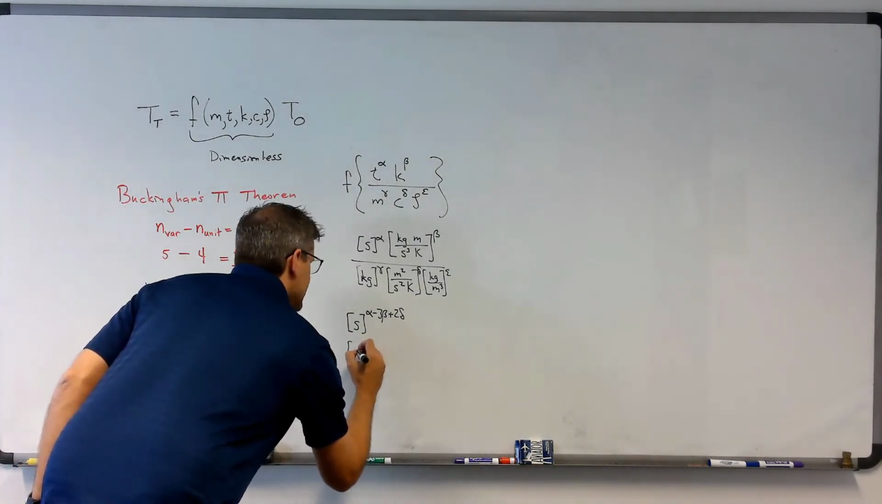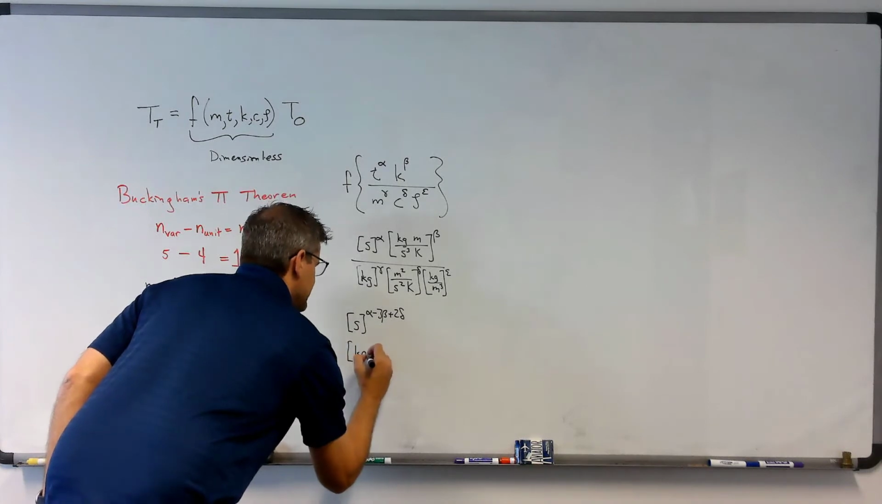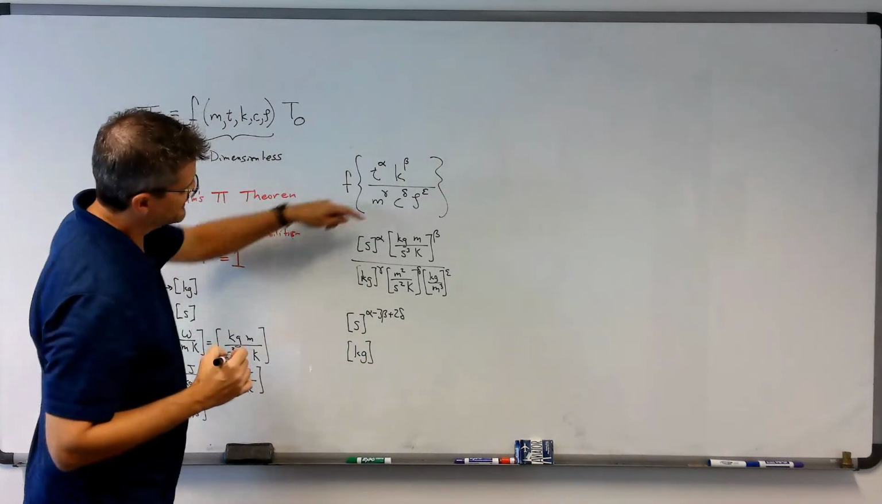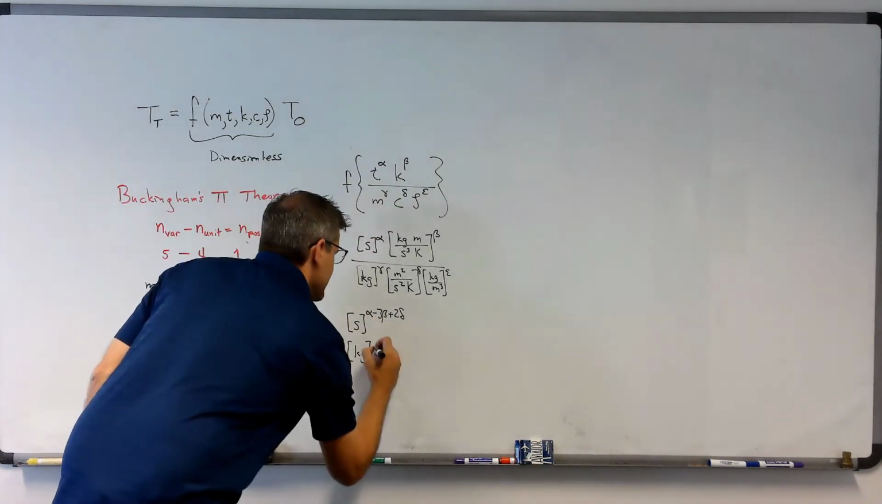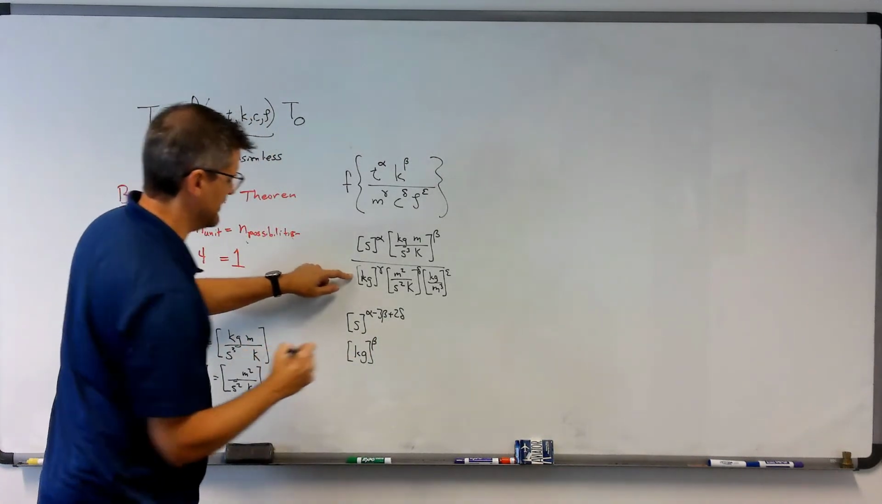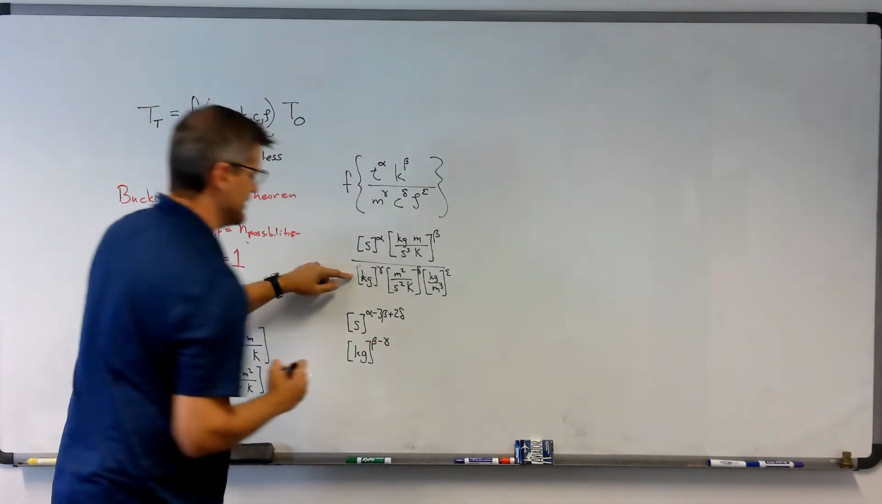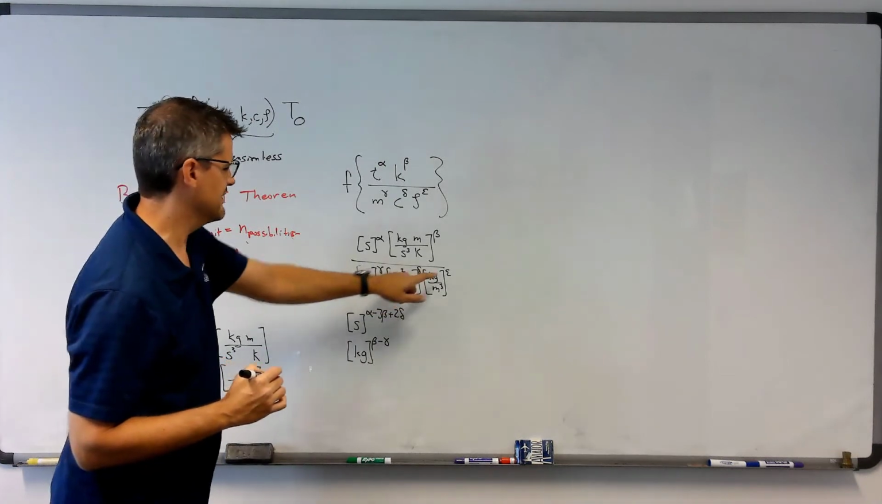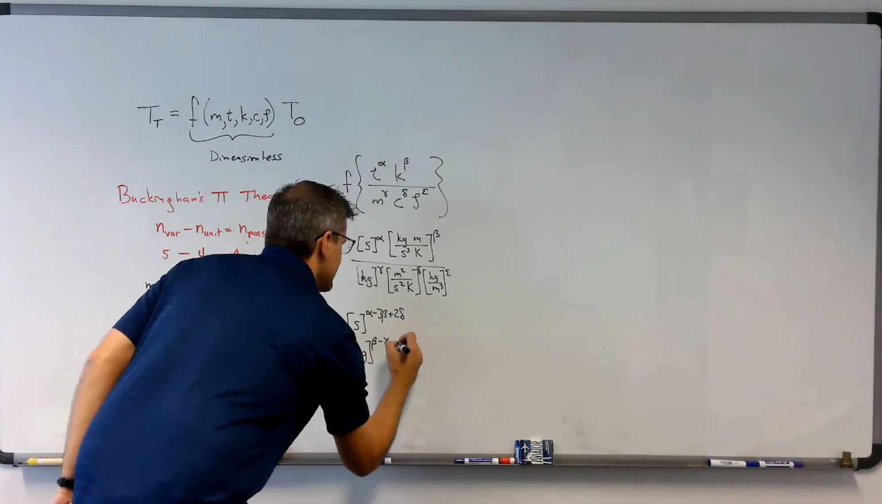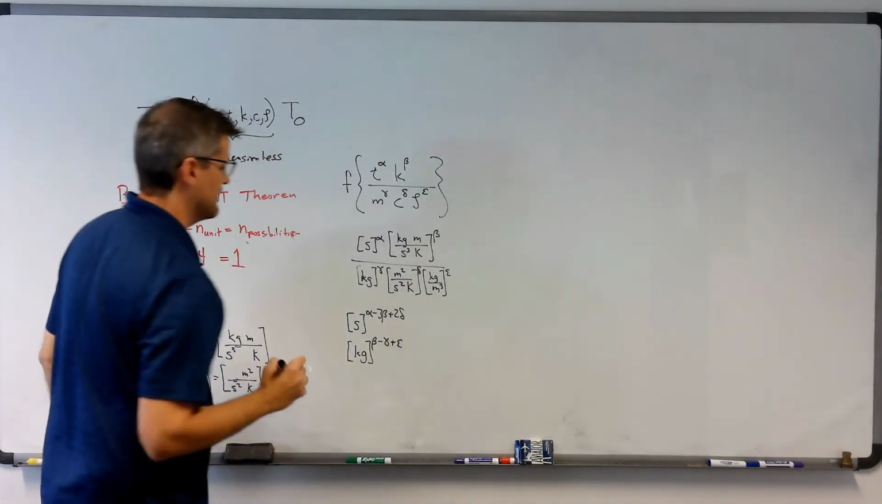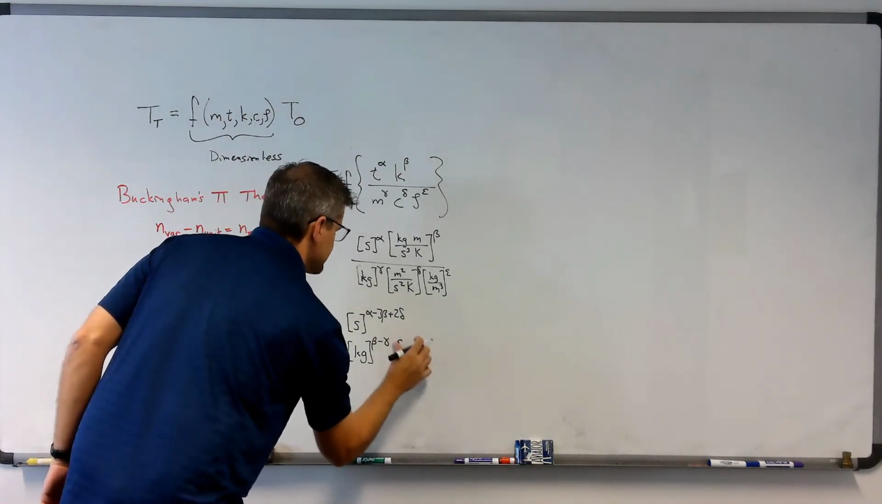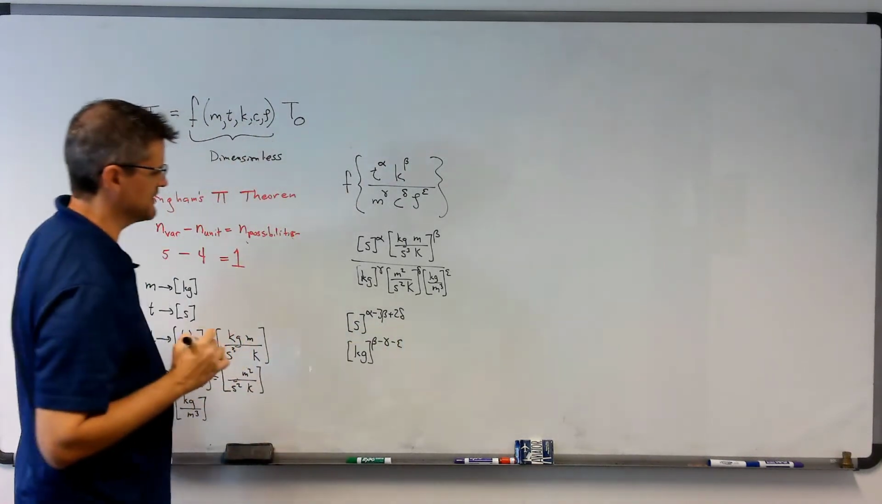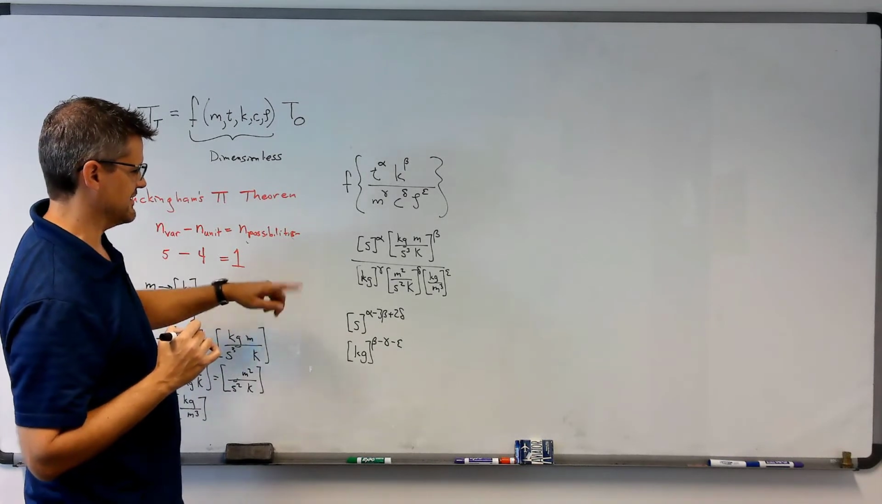What's next? Kilogram. Let's do kilogram next. Kilogram to the beta. Kilogram to the minus gamma. And kilogram to the minus epsilon. And I think that's all my kilograms.